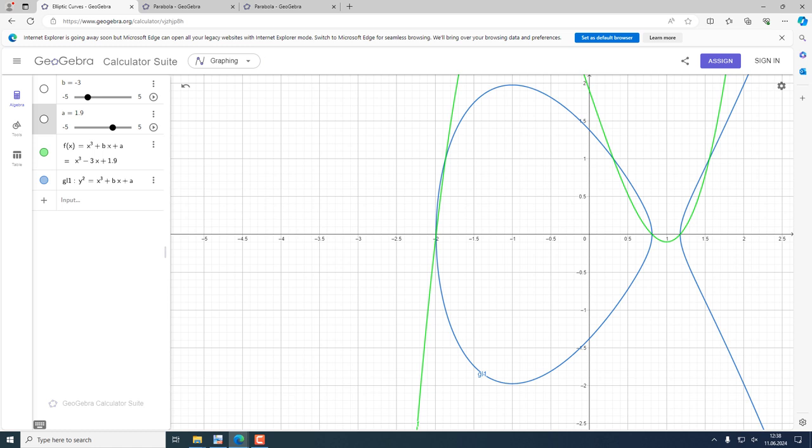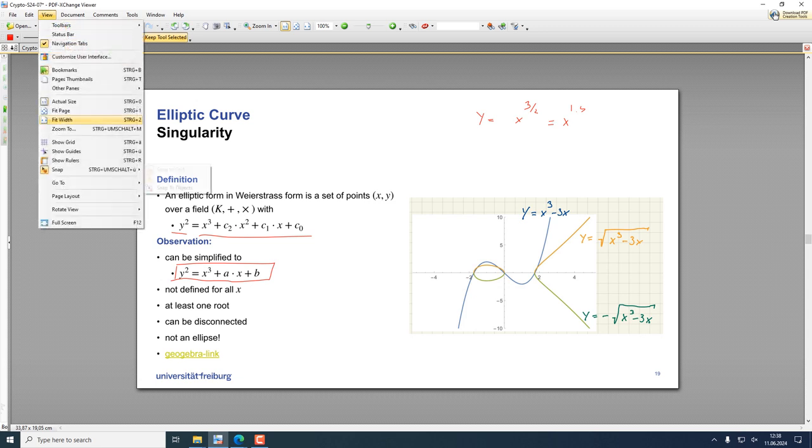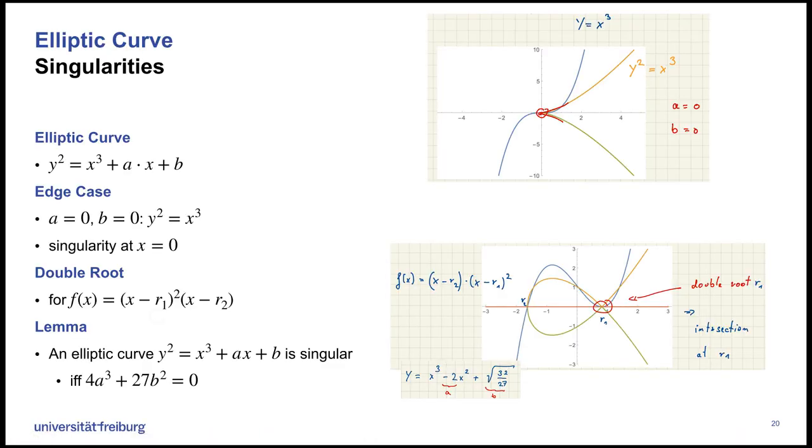Now, how do you decide whether you have a singularity or not? For this, there is a formula. If you have this property, then you have a singularity. And here you can see what happens if you have a singularity, or this is the other case of a singularity. These are the cases we do not want to allow.